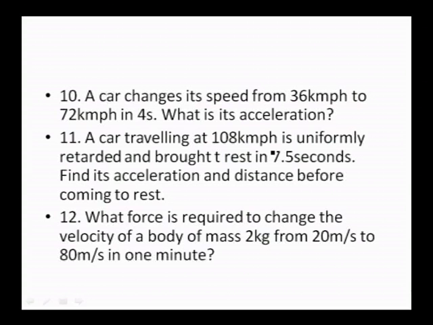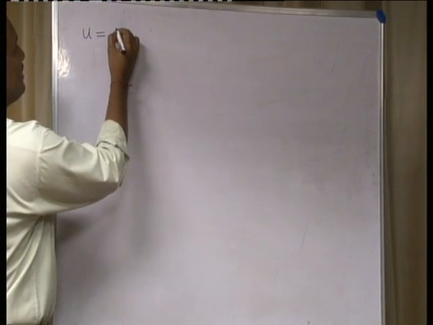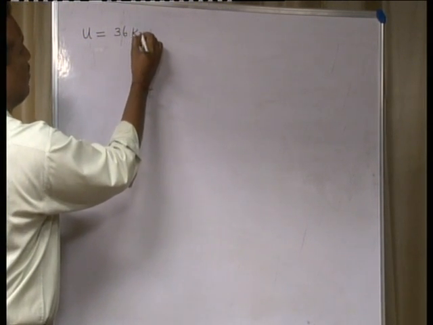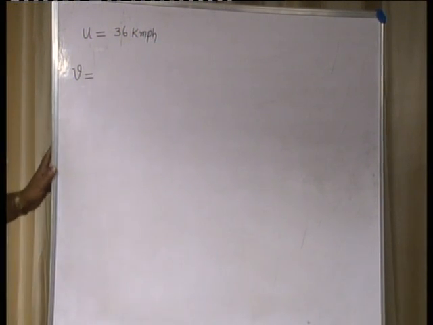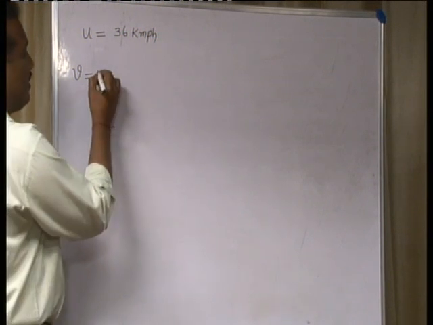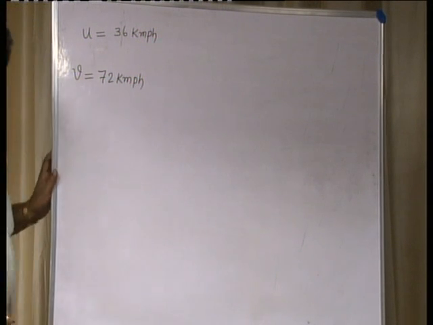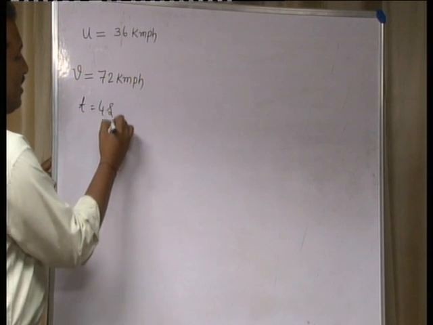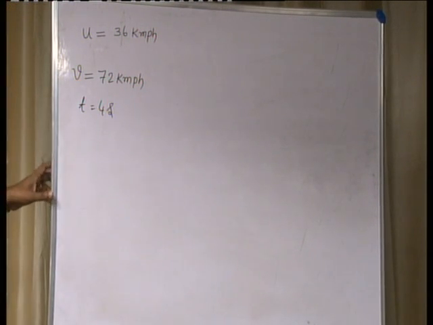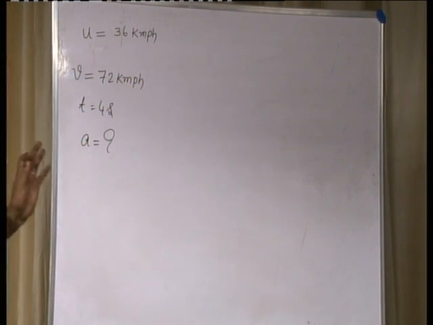36 km per hour you have to take as the initial velocity, u is equal to 36 km per hour. The final velocity v is equal to 72 km per hour. The time in which this change has taken place is 4 seconds. What is required is to find the acceleration possessed by the body.